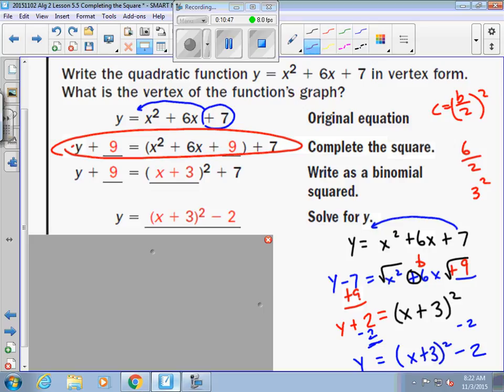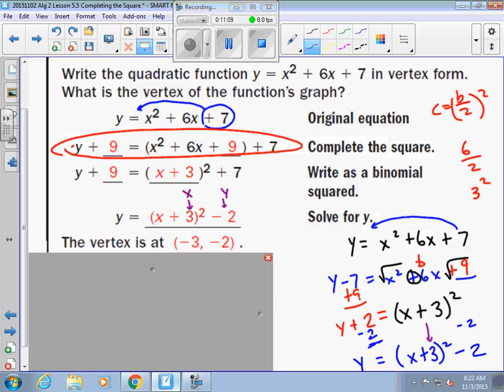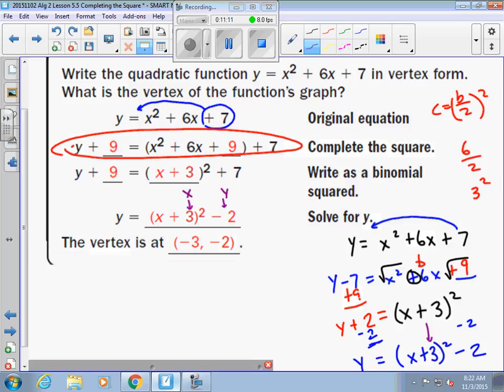Remember what your vertex is. This is the opposite of your x value. So you see how that one says positive 3? It says positive 3, the x value is negative 3 then. And this one is exactly what your y value is. See how it says negative 2? So it's negative 2. So your vertex is negative 3, negative 2. And that's vertex form, negative 3, negative 2.